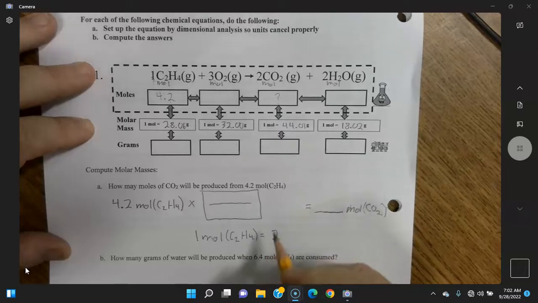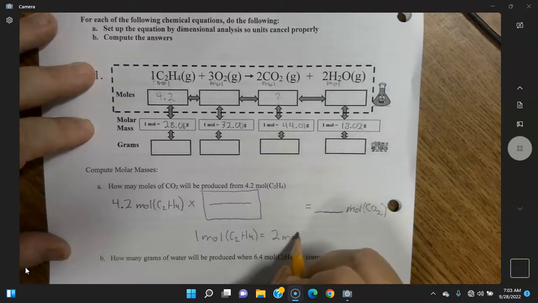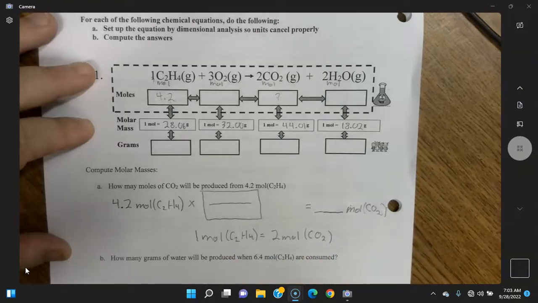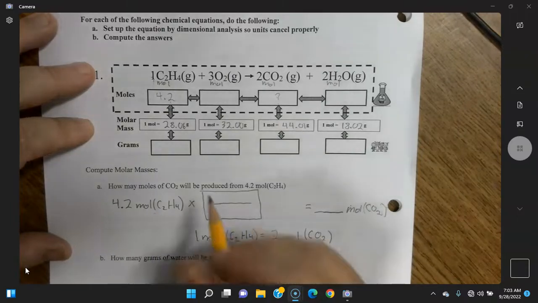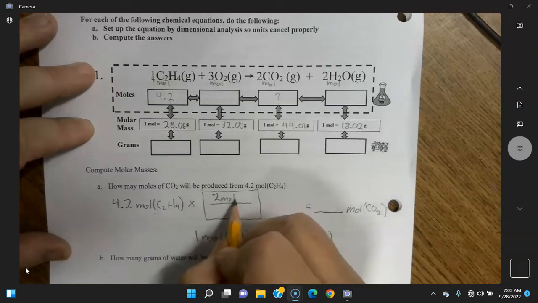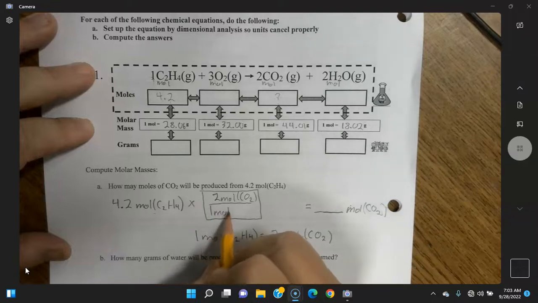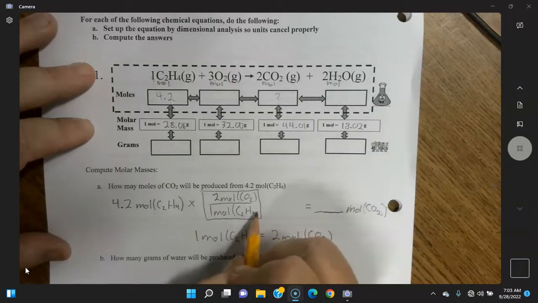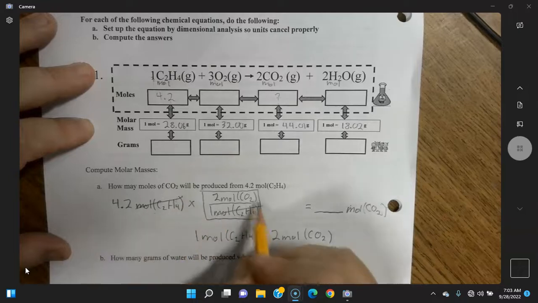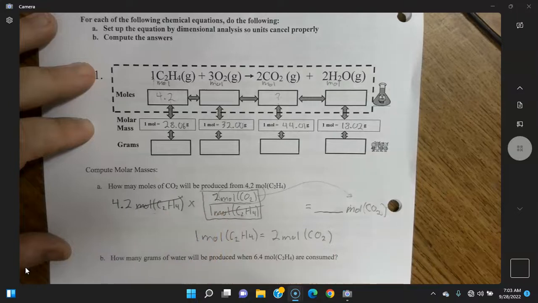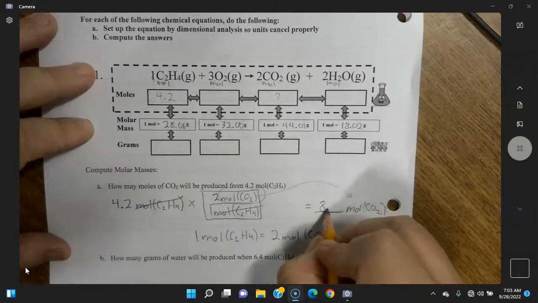So for every 1 mole of C2H4 you put in, you're going to get 2 moles of carbon dioxide out. So that's called the equivalency. Now we have to put one over the other. Which is it? We need moles of C2H4 to cancel and moles of CO2 to appear on the top. So we're going to put the 2 moles of CO2 up here and the 1 mole of C2H4 on the bottom. Moles of C2H4 cancels and cancels. Last man standing is moles of CO2. So the answer is 4.2 times 2 divided by 1, and that equals 8.4.